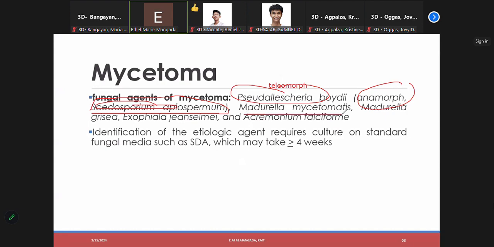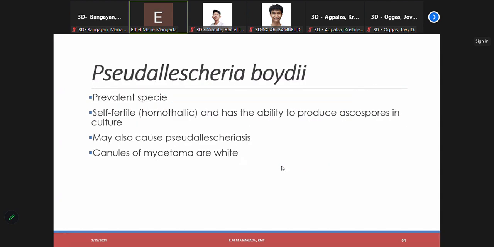So others, we have Madurella mycetomatis, Madurella grisea, your Exophiala jeanselmei, and your Acremonium. So guys, most of the microorganisms causing mycetoma are slow growers. They require up to 4 weeks or more to show growth on our medium like your SDA. First we have your Pseudallescheria boydii. Your Pseudallescheria boydii is the teleomorph, and your anamorph is your Scedosporium apiospermum. It is self-fertile, said to be homothallic. Other than causing mycetoma, it also causes pseudallescheriasis.